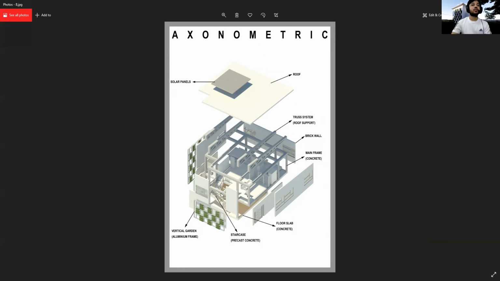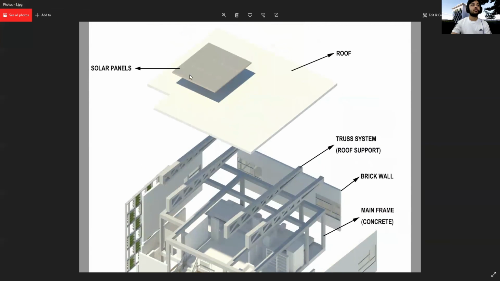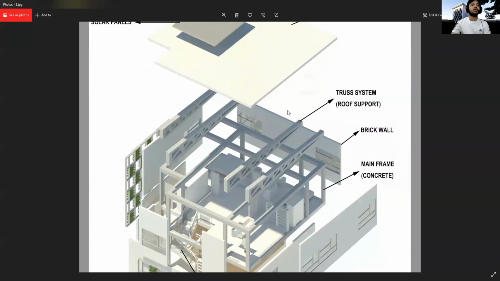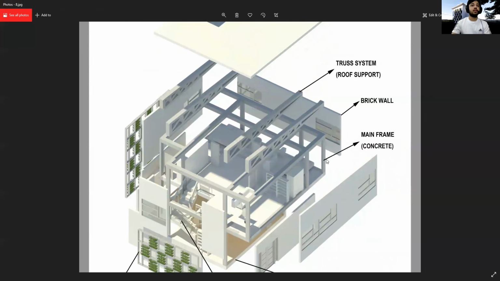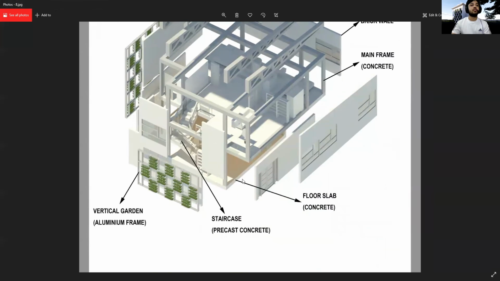And then this is the axonometric of my main building. Okay, so this is the solar panels, then this is the roof. And then here you see the truss system that supports the roof. Then this is the main frame of the building. And then these are the brick walls. And this is the floor slab, which is made of concrete. The staircase is made of precast concrete. And this is the vertical garden that I was talking about. The frame is made of aluminum.